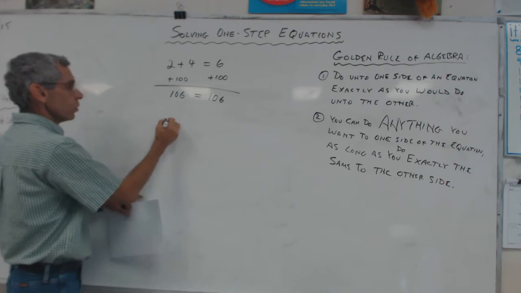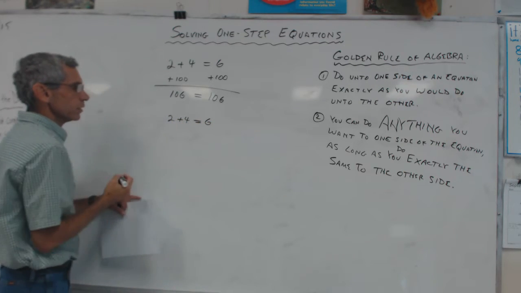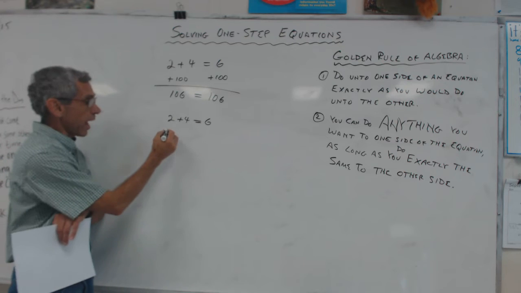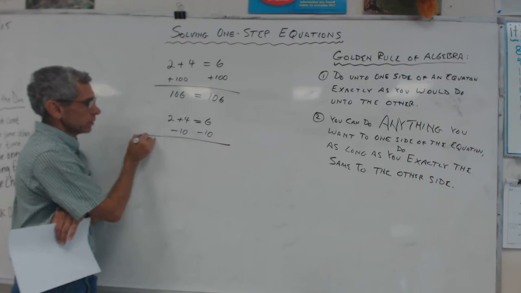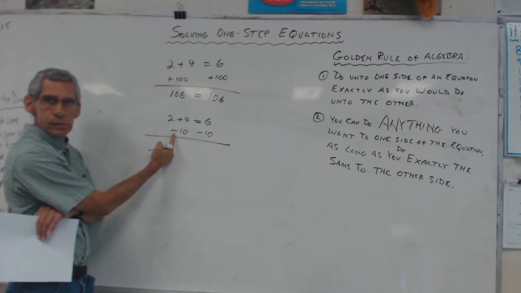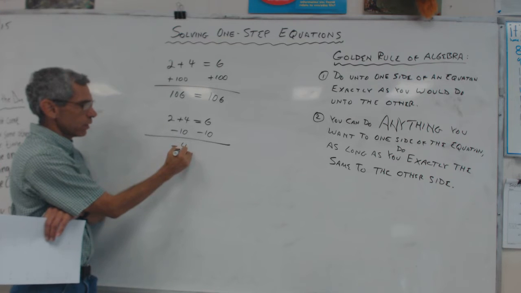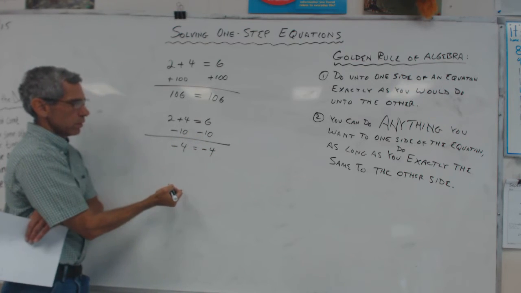All right, so 2 plus 4 equals 6. Let's try another one. Let's subtract 10 from both sides. So 2 plus 4 is 6 minus 10, negative 4. 6 equals 6 minus 10, that's negative 4. Whoa, magic.